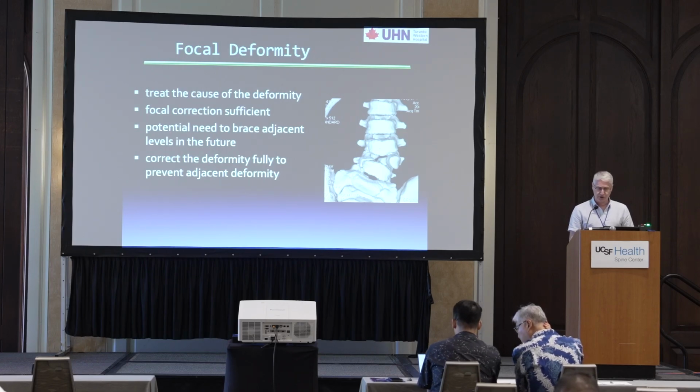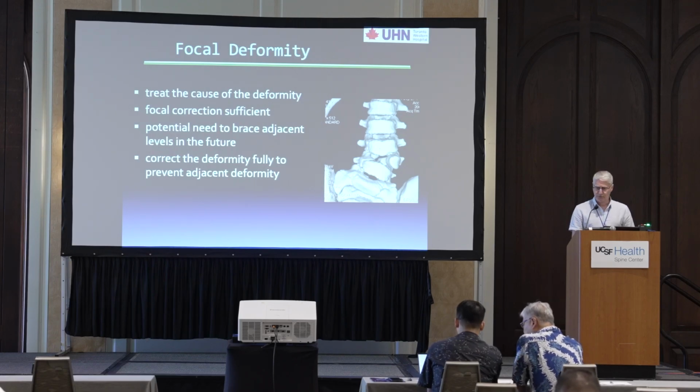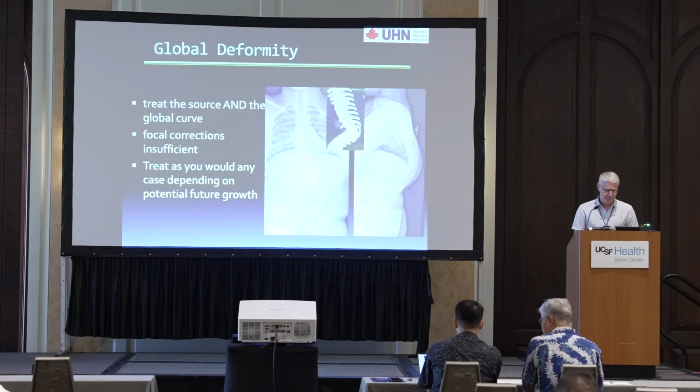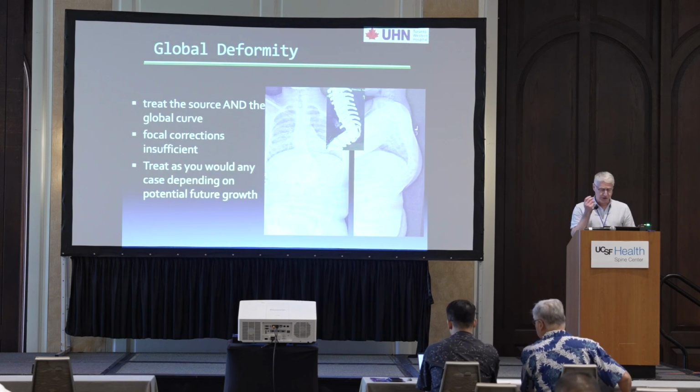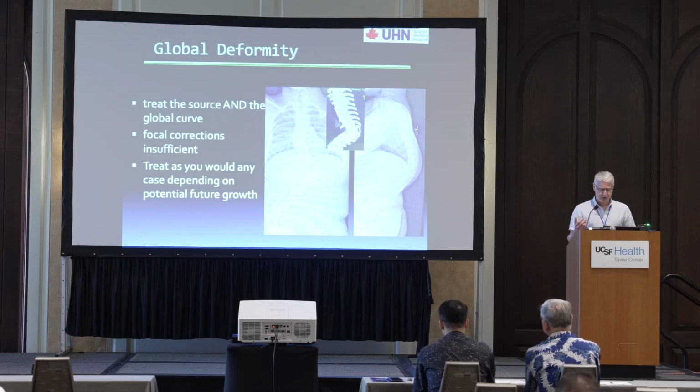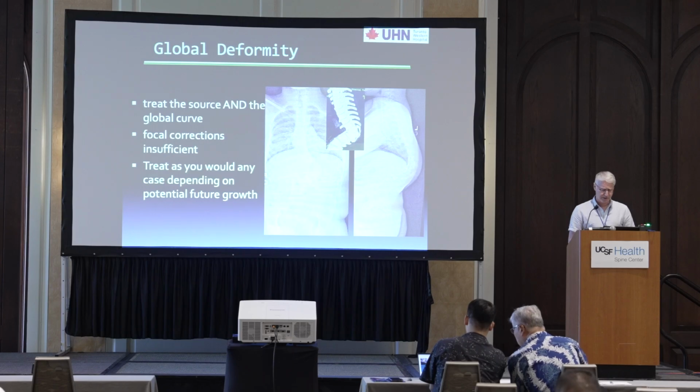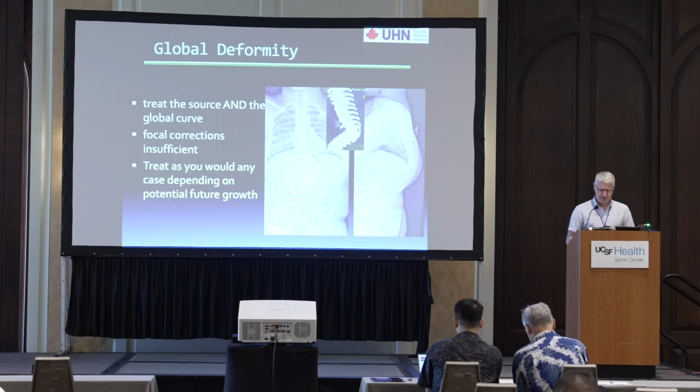And then I would say that if you're going to correct it fully, so that the degrees is as close to 0 as possible, if you have a focal deformity, it'll be able to progress and do well. If you have a global deformity, you've got to treat the whole curve. So you have to treat the cause and the effect, because just treating the hemivertebra is not going to do anything for you, and you're still going to have progression.